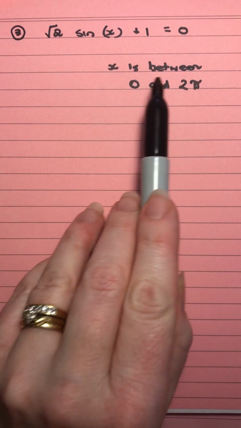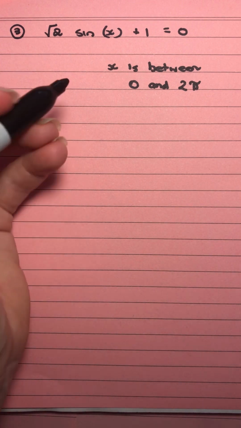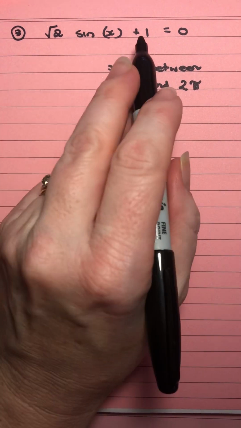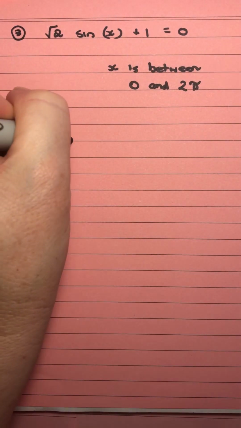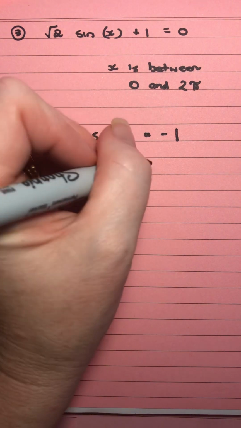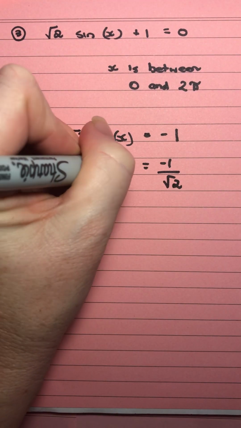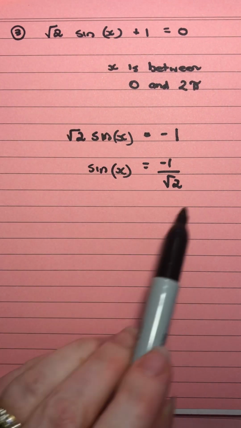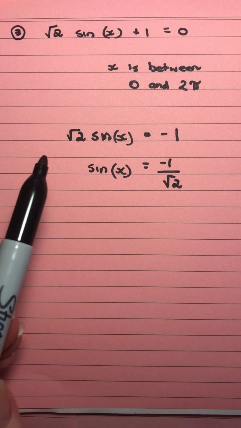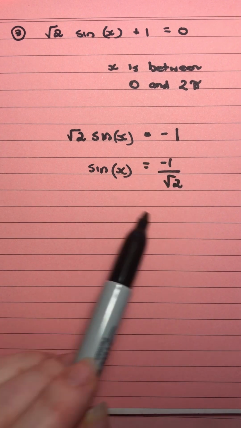We're also told x is between 0 and 2 pi, which we'll come back to once we have done a bit of rearranging. So first step, we're going to take 1. So we get root 2 sine x is equal to negative 1. Then we're going to divide by root 2. So now we get to one that we're used to seeing, like we saw back in the first example. Now we've got negative 1 on root 2.